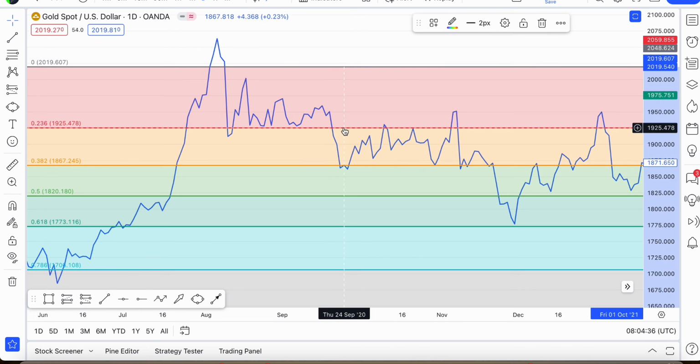Sorry, let me see if I can lock this so that it doesn't move. Yes, it's locked. I've locked the Fibonacci on the chart. Similarly, if I step down to the lower time frame of 4 hours, the same will happen. You will see much more activity around this region.